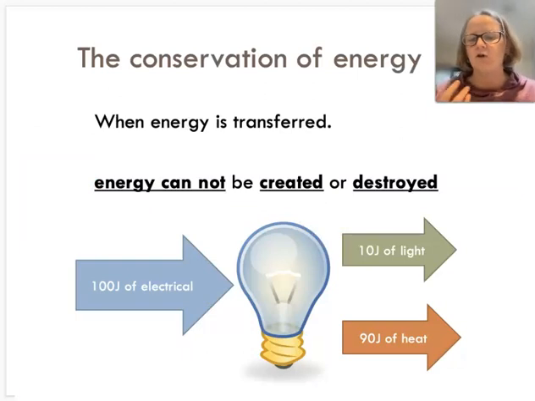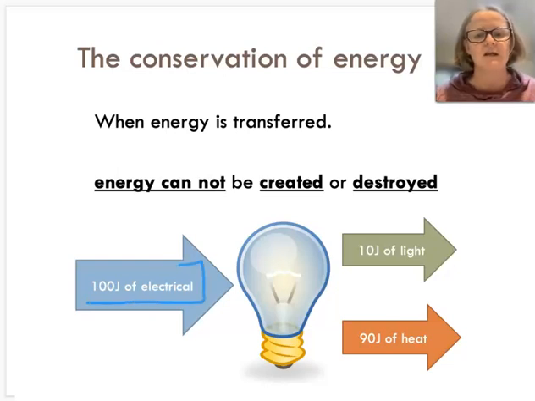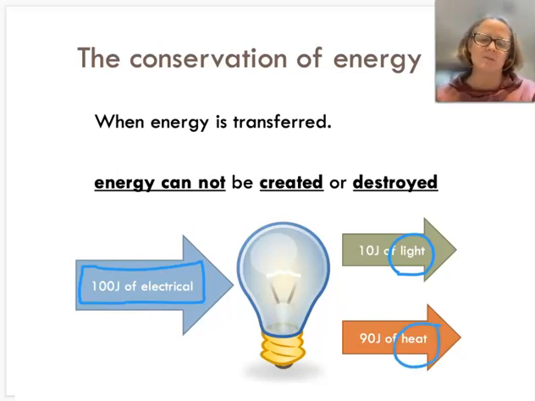So let's have a look at the conservation of energy. This is when energy is transferred, and it's a sort of law of science that energy cannot be created or destroyed. So you always transfer all the energy. So in this case, we have 100 joules of electrical energy. Joules is the unit of electrical energy, and it's being transferred into light and heat. And some of that might be useful and some of it might not, but all of it is transferred.